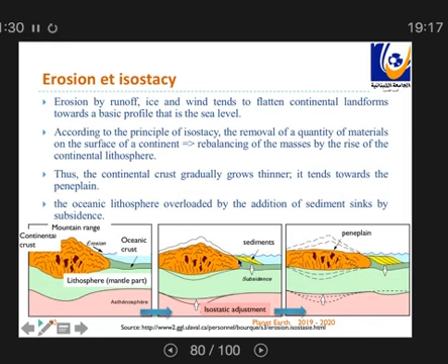And the sediments that came from the continent to the ocean cause the oceanic crust to become heavier and to undergo subsidence and go down. Okay, the last phase is when, as you can see, the mountains are almost totally flattened and they join the sea level. Okay, this phase is called the peneplain.